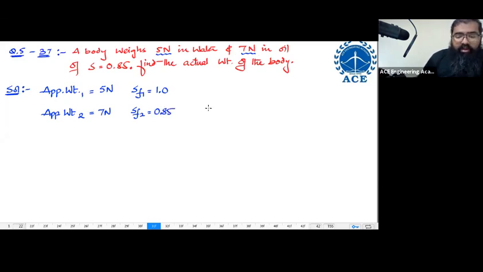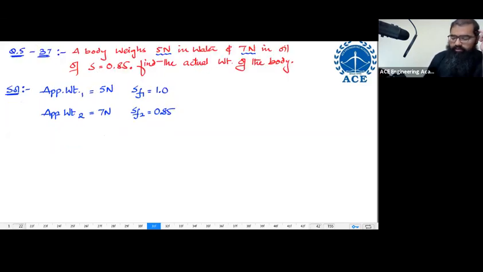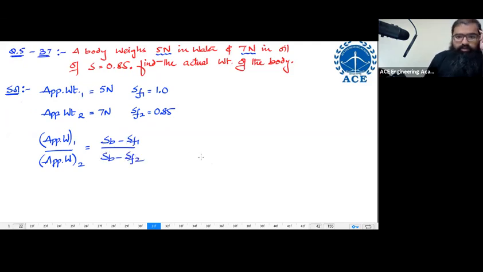Okay, this is there. Now what can I do? I can now use this particular equation. I know apparent weight 1, I know apparent weight 2, I know SF1, I know SF2. I can get the value of SB over here. So therefore I can say apparent weight 1 by apparent weight 2 has to be equal to SB minus SF1 upon SB minus SF2. Please excuse my handwriting, when I write a lot it tends to spoil.